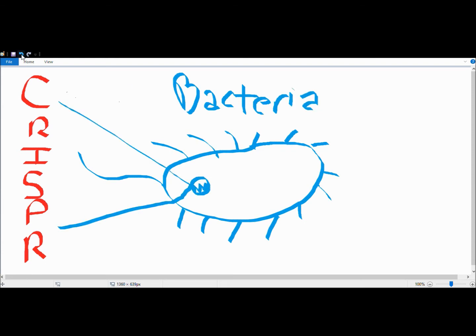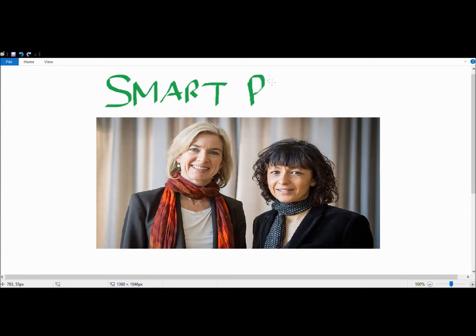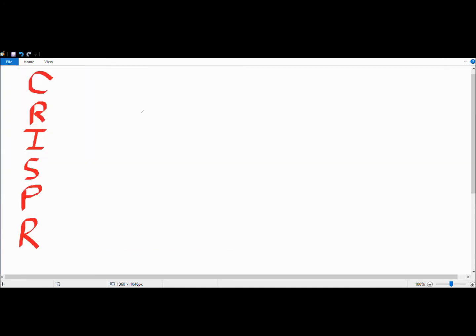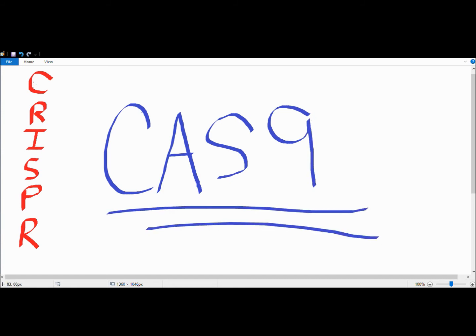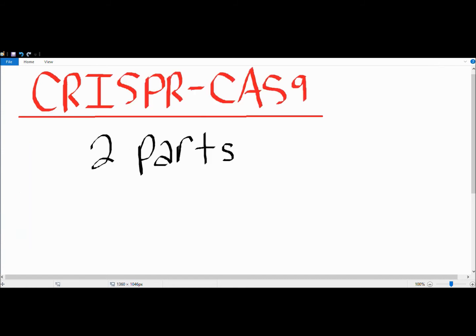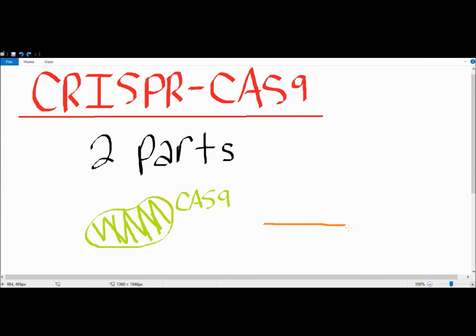The two very smart people, Jennifer Doudna and Emmanuel Charpentier, figured out how it could be used to edit DNA. They discovered this in a specific type of CRISPR, known as CRISPR-Cas9. CRISPR-Cas9 consists of two parts, the Cas9, which is an enzyme, and guide RNA.